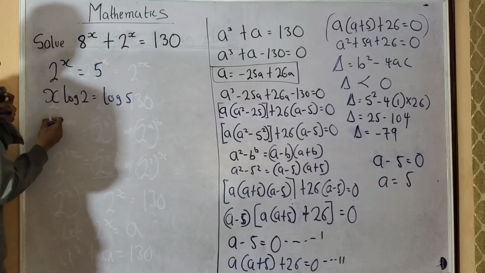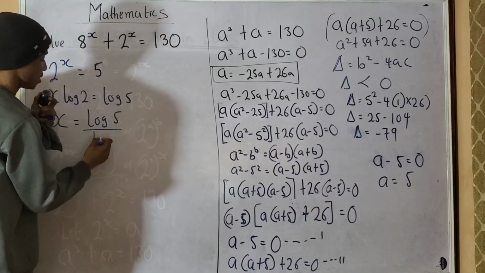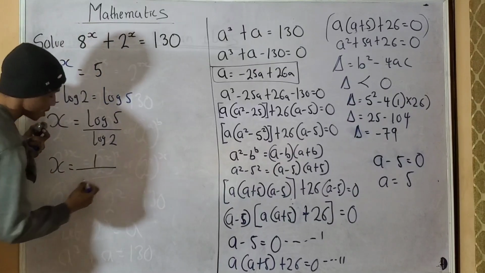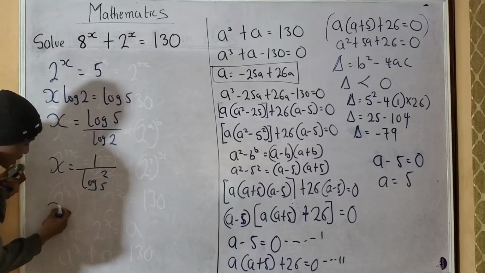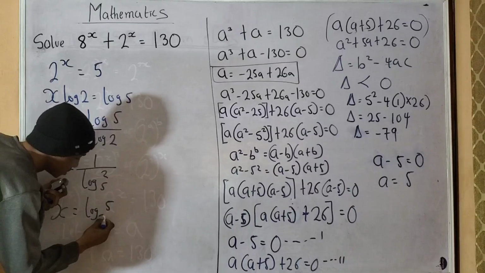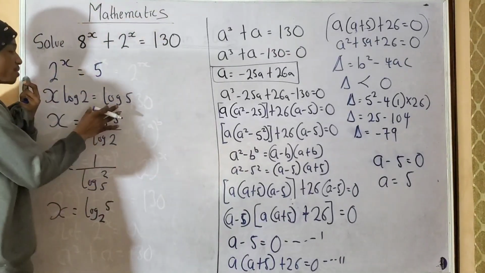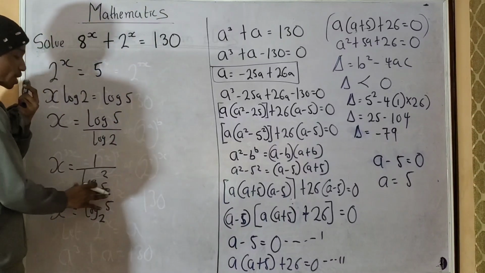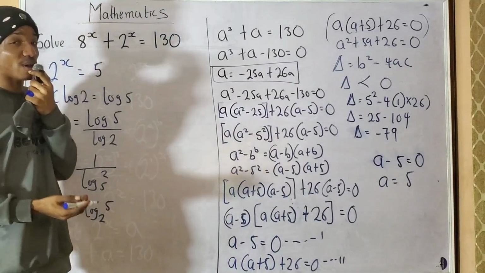Okay, to get the value of x, divide both sides by log 2. So I'm going to have log 5 all over log 2. Okay. X will be equals to 1 over log 2 base 5, right? So x will be equals to log 5 base 2. Okay, this I just make use of the properties of logarithm. Here I make use of change of base formula. I obtain this. Then I make use of a reciprocal. Are you getting it? Reciprocal law. So if you want to learn more on logarithm as well, you can check our YouTube channel.